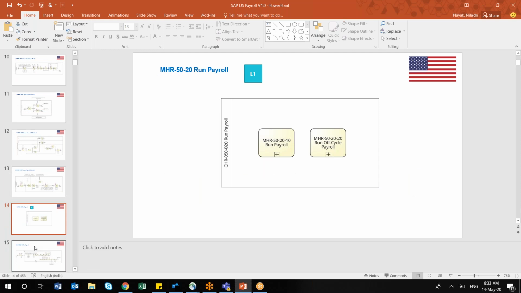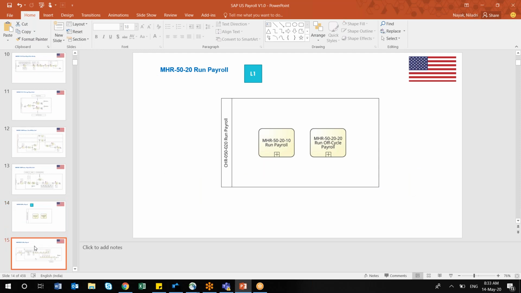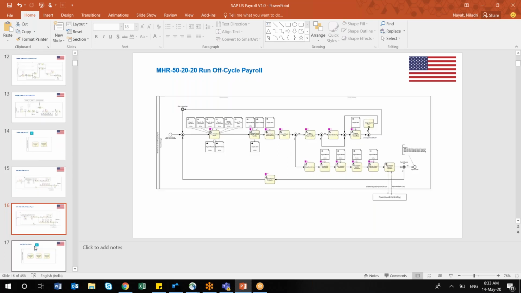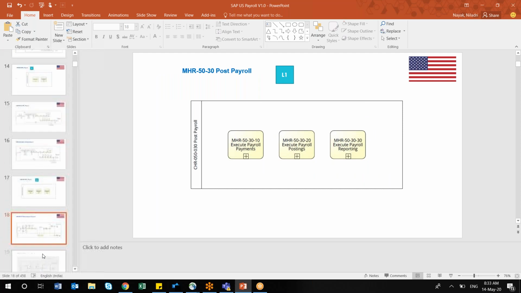Then the L1 process: run payroll, run upcycle payroll. What are the detailed processes? You can go through it. How to run an upcycle? What are the different processes? What are the different steps? Wherever you see PCC, I have curated it for targeting the EC payroll only. Otherwise, the traditional upcycle payroll process is almost the same, but there are certain PCC specific things. We can just go through this and read it through. It is good to understand all these topics.